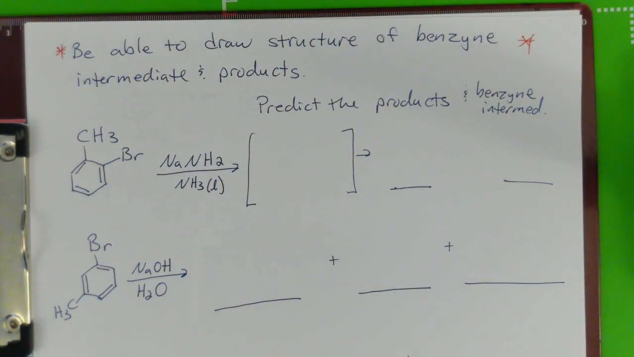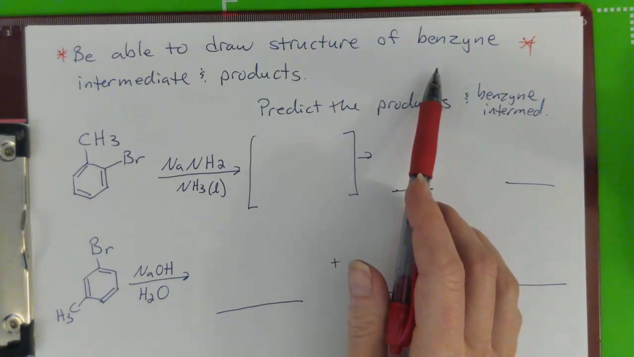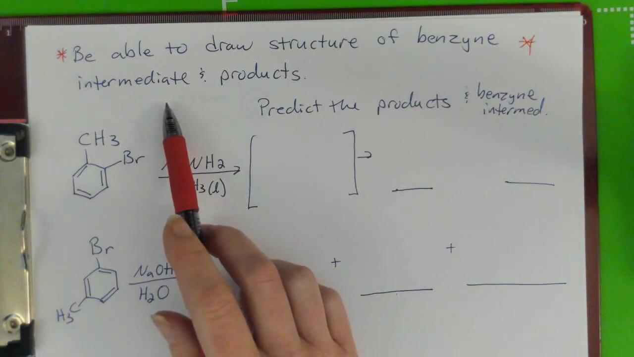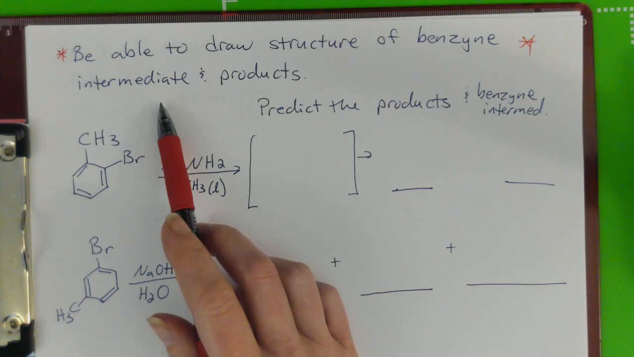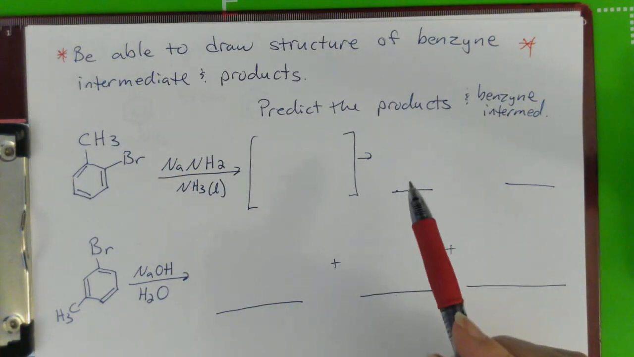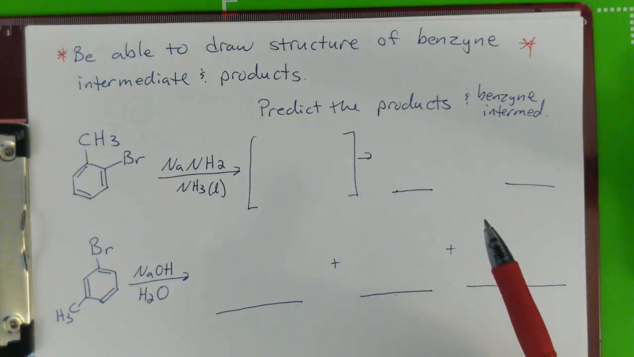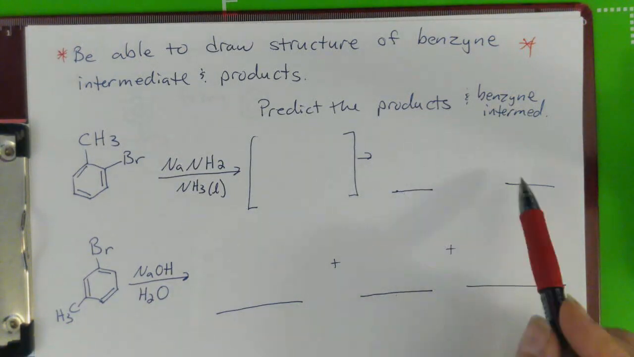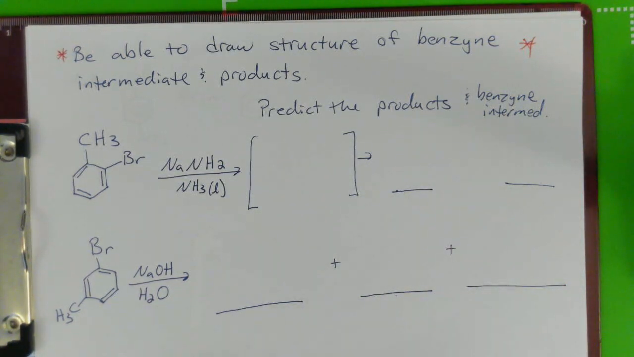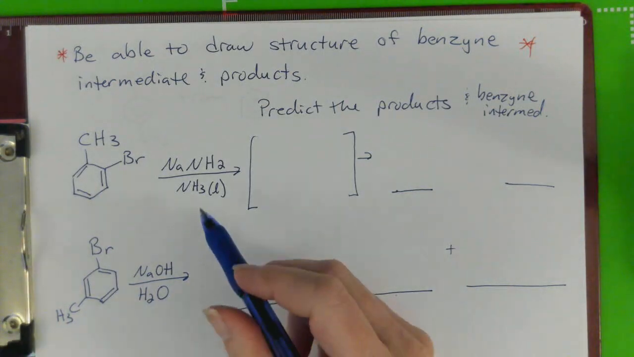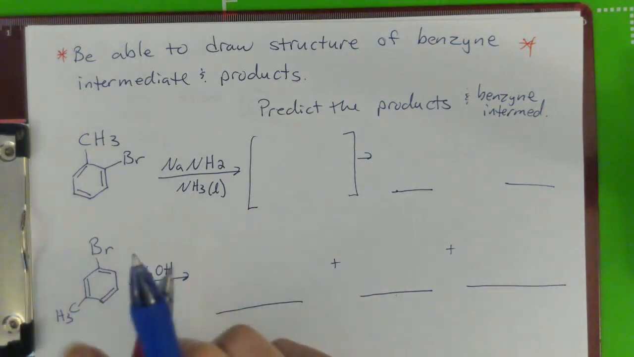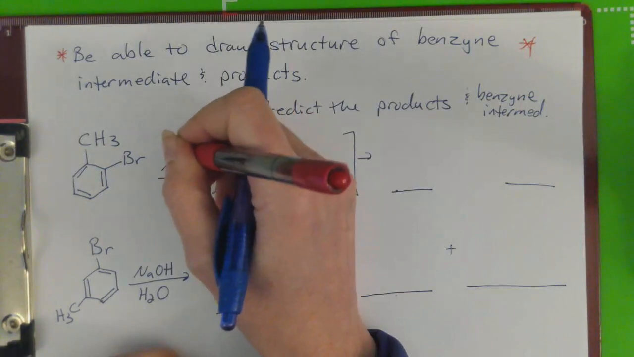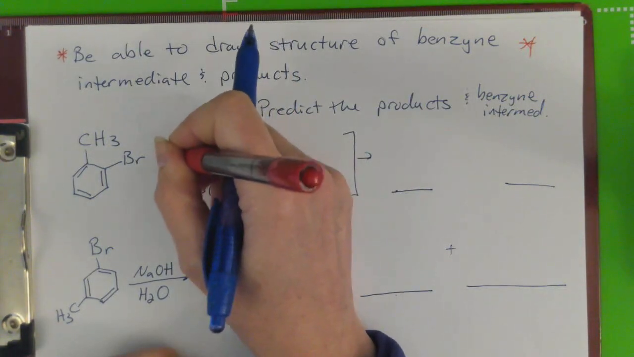Another thing you need to be able to do on your next exam is to draw the structure of the benzyne intermediate, if the reaction can happen, as well as the product or products if there's more than one. And I will let you know how many there should be. Okay, so let's go ahead and practice this.